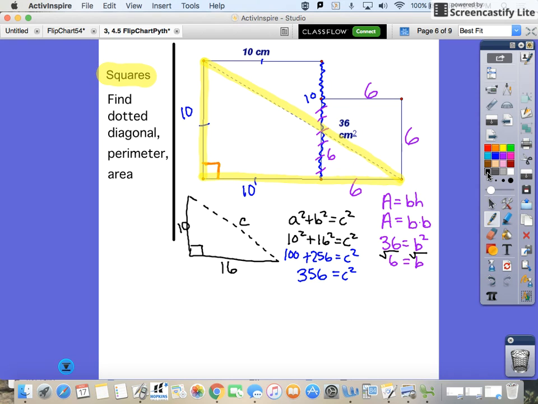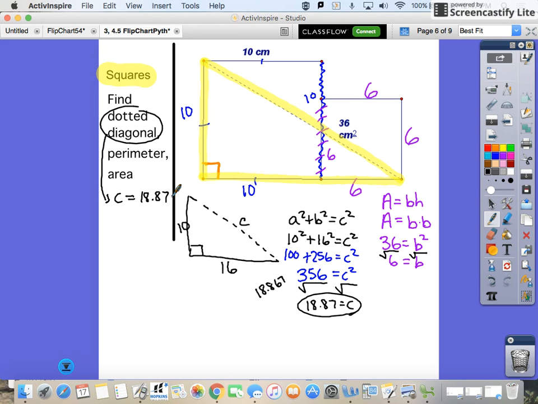And what we have to do is square root. When you square root that, you get 18.867. So if I want that to 2 decimal spots, I need to look here. Since that's 5, 6, 7, 8, or 9, we need to round that up. So it's 18.87. So the dotted diagonal is 18.87.